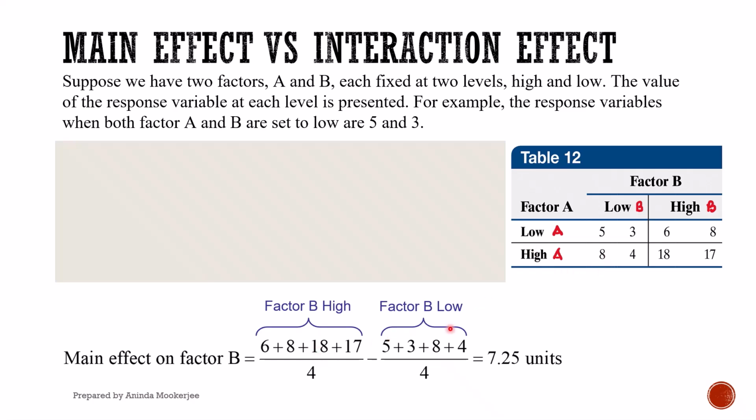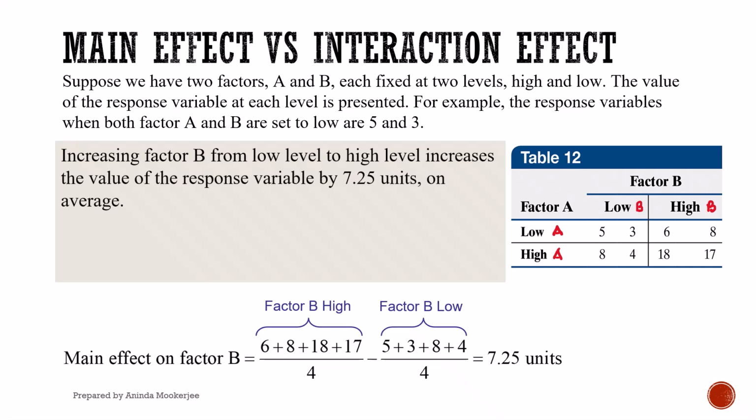First, they have found the average of all the highs under factor B, which would be 6 plus 8 plus 18 plus 17. That's what they have here. And then the average of the low B's, which is 5 plus 3 plus 8 plus 4 divided by 4, gives the mean of that. And then they subtract the low from the high for a value of 7.25. So the conclusion is increasing factor B from low level to high level increases the value of the response variable by 7.25 units on average.